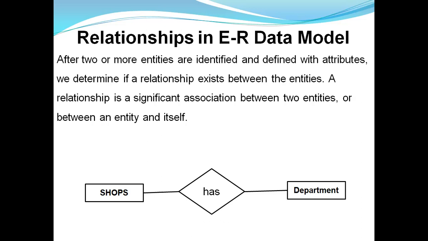A relationship is nothing but a significant association between two entities or between an entity and itself. Sometimes some entity is related to itself also. A relationship in the ER model is shown with the help of a diamond. You can see here shop, diamond, department. This diamond represents that shop is related with the department.